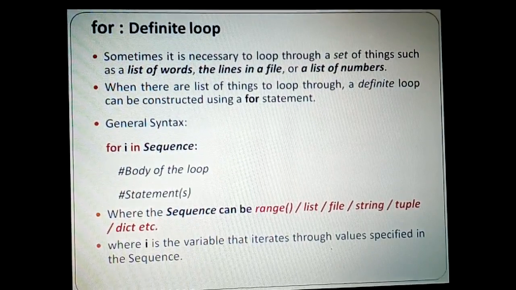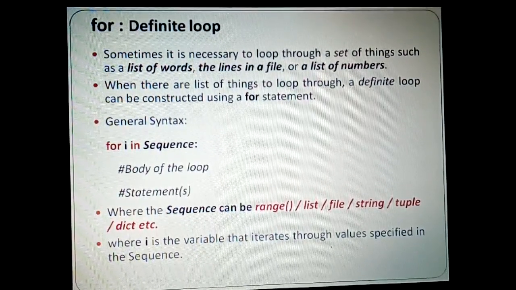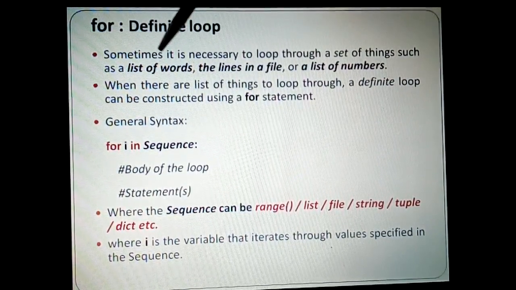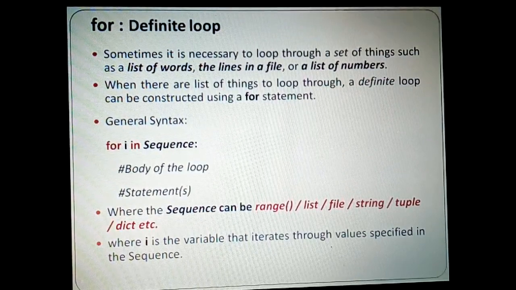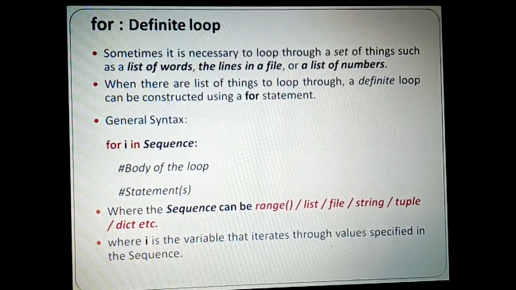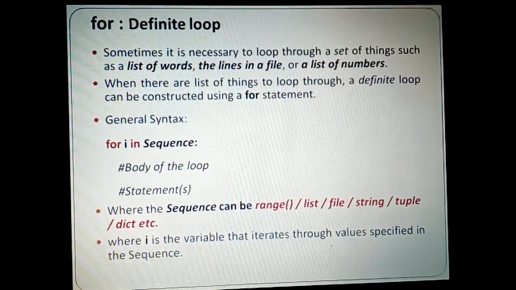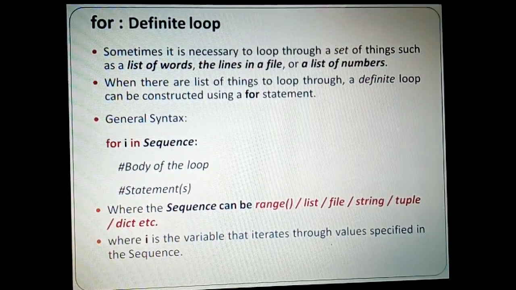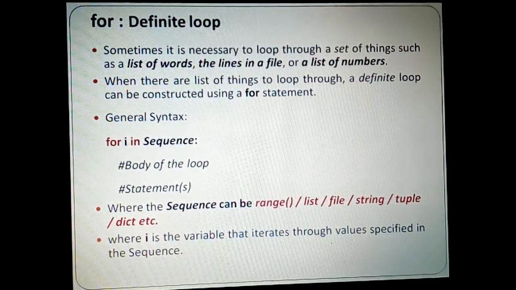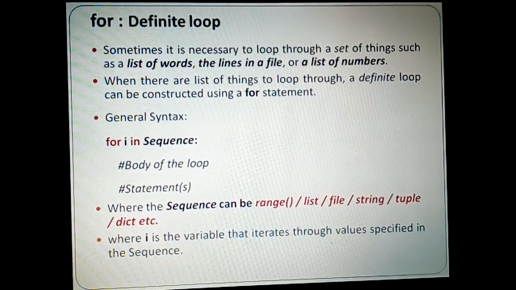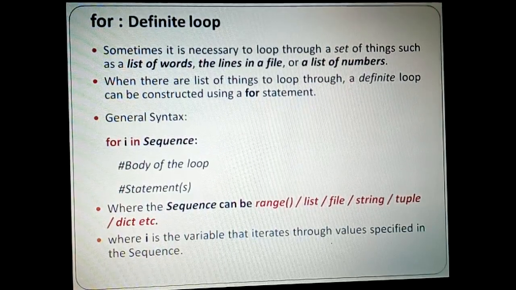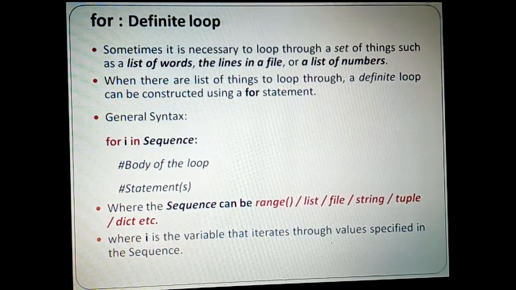Now we'll see the next loop, that is the for loop, which is also called a definite loop. Sometimes it is necessary to loop through a set of things such as a list of words, list of lines, list of numbers, or some sequence of items. So when there is a list of things to loop through, a definite loop can be constructed using a for loop. Whenever I have a definite number of items to be iterated, I will choose a for loop. Whereas in case of indefiniteness, if I don't know what my condition is, then I would choose a while loop. So how does the syntax of the for loop look like?